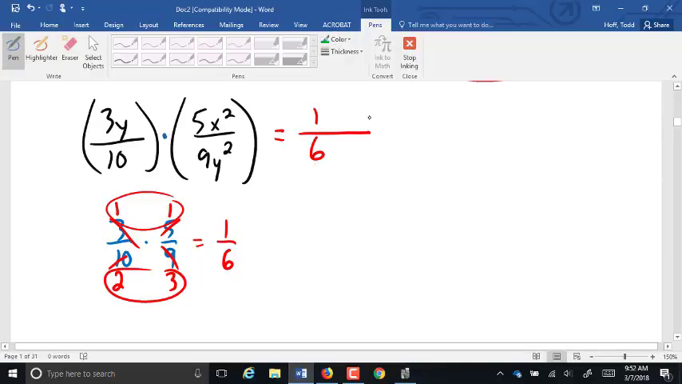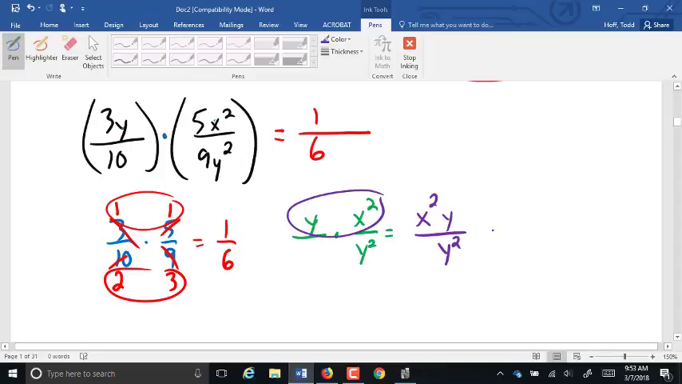Then I pull out my variables. Here I have y over nothing. Here I have x squared over y squared. Multiply that out. On top, y times x squared. So that's just x squared y, just putting them alphabetically. On bottom, I just have the y squared. It's not in my solution. The only x I have is the x squared on top. That stays on top.